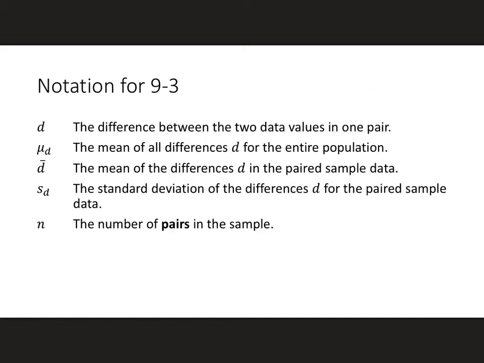So, some new notation for 9.3. d is going to be the difference between the two data values in one pair. μ sub d will be the mean of all the differences, d, for the entire population. d bar will be the mean of the differences in the paired sample data. s sub d will be the standard deviation of the differences, d, for the sample pair data, and n the number of pairs in the sample.